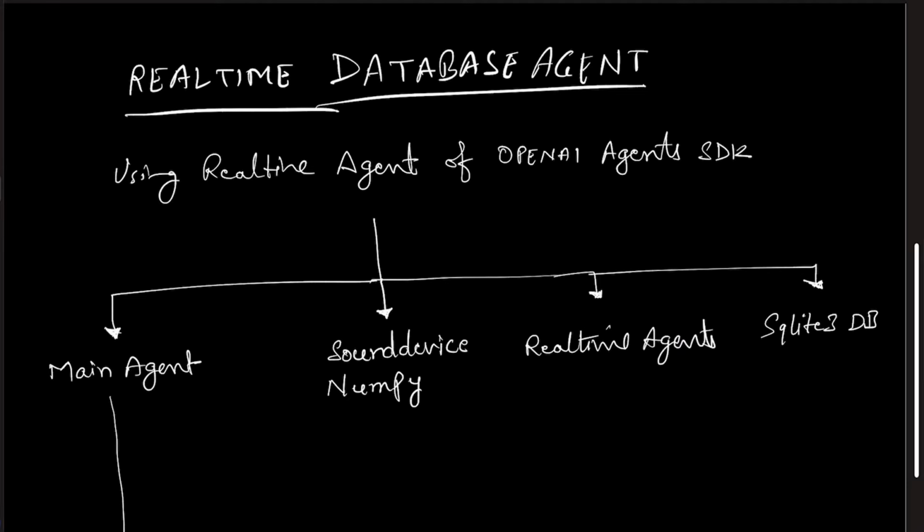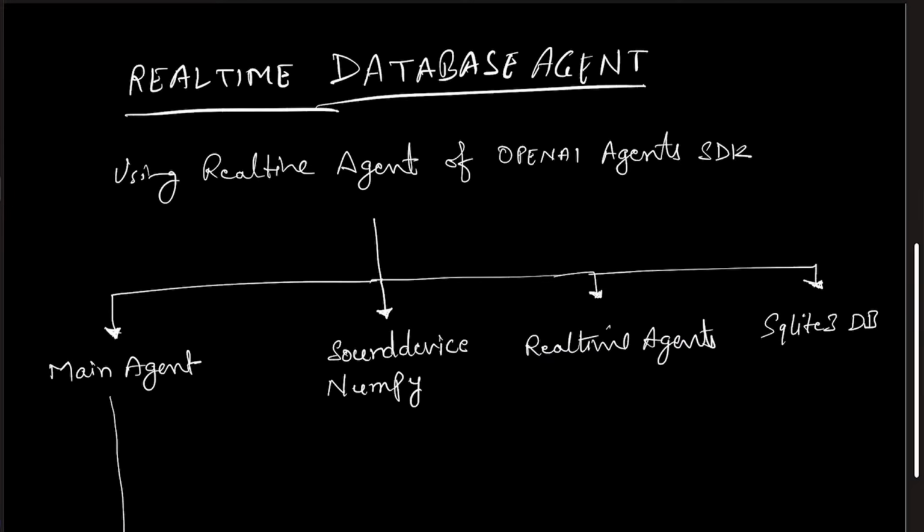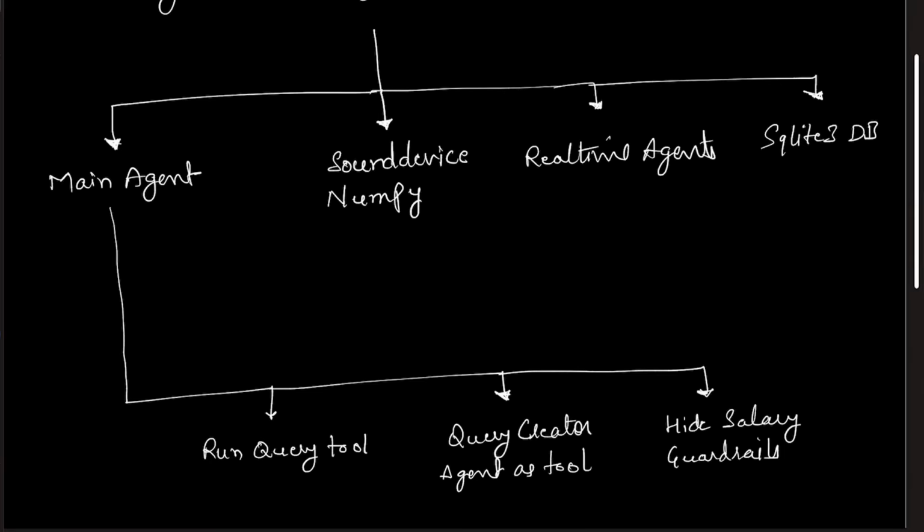Now, to get started with creating a real-time database agent which is going to query the database and give you the result, you need 4 different things. Obviously, to query the database, we first need the database. So we are going to use the SQLite database, which is going to have an employee table and a users table. This is just an example one. You can have a real database.